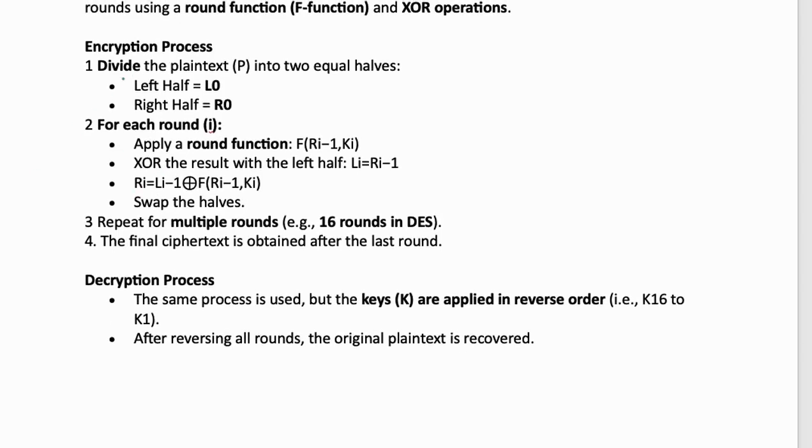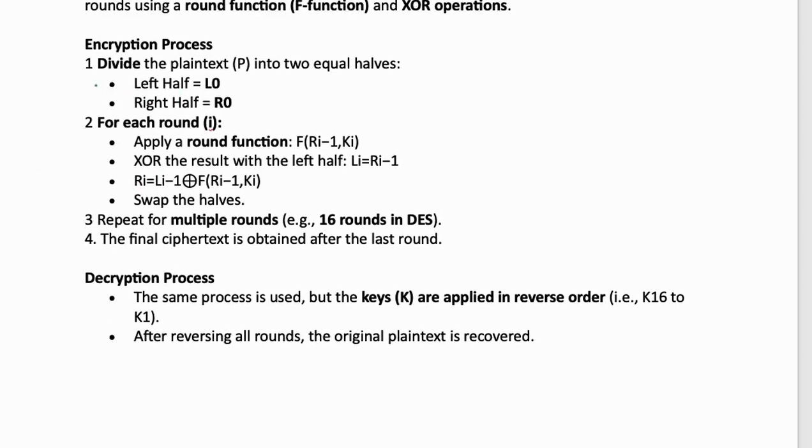Here is the encryption process. The encryption process divides the plain text into two equal halves. For example, if you have 8 bits, the first 4 bits will be considered the left half and the next 4 bits will be considered the right half. Then we apply the round function. The round function takes the right half and the first key. We apply the XOR for this value and then swap the halves.